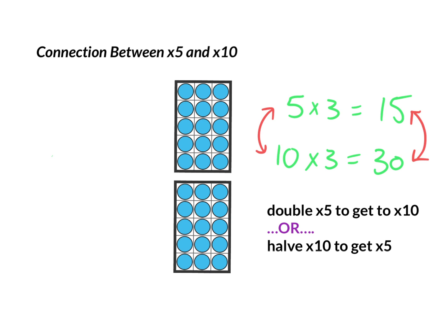The same is true in the opposite way. If I think to myself, what is 10 times 3? If I know that 5 times 3 is 15, 10 times 3 must be double, so it must be 30.